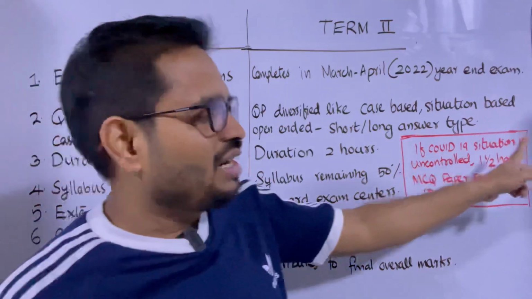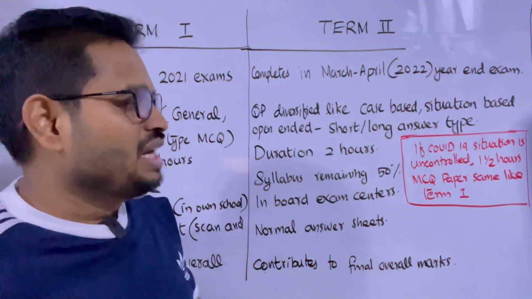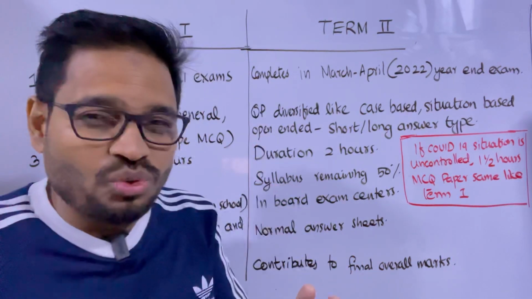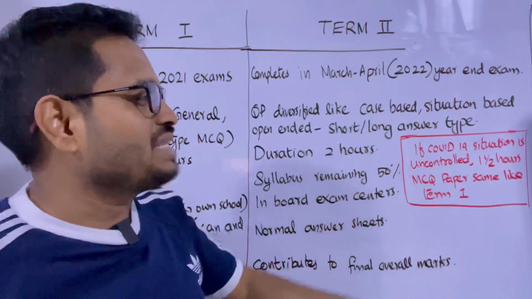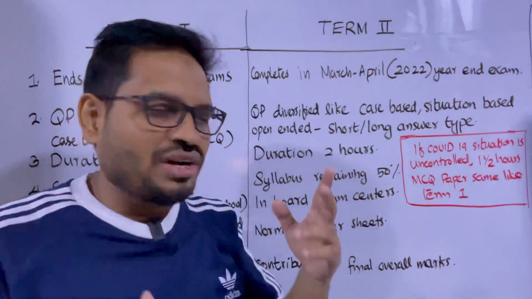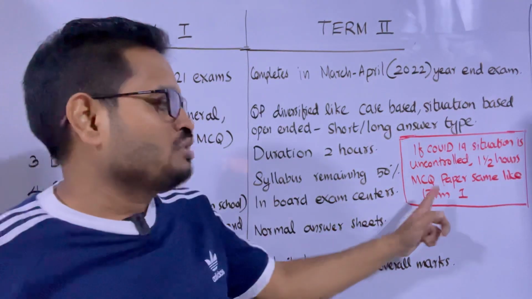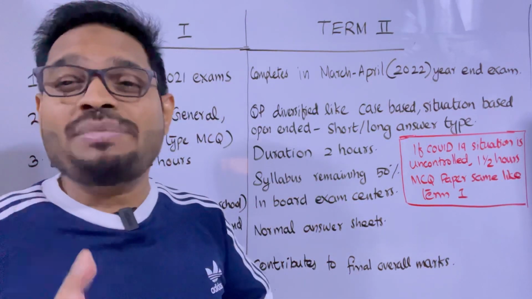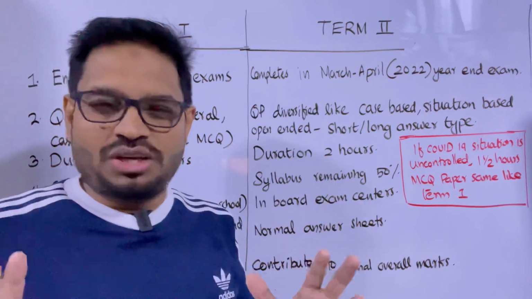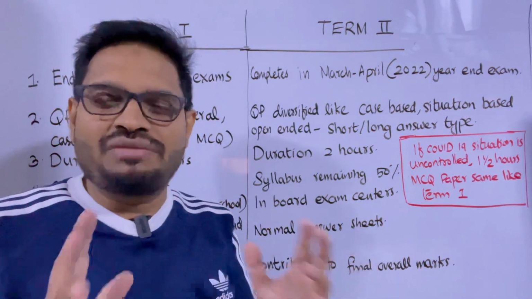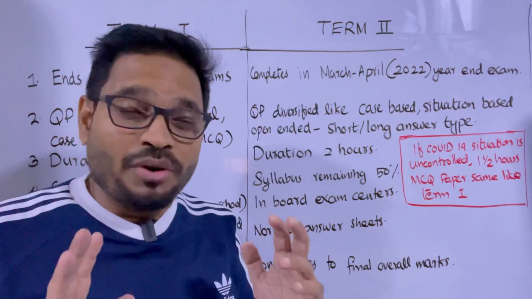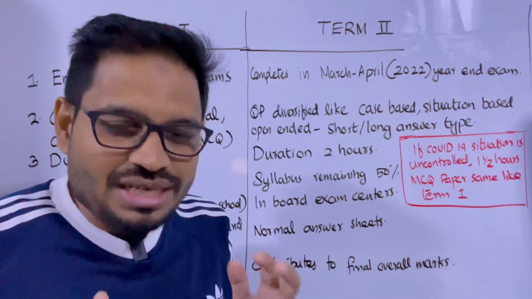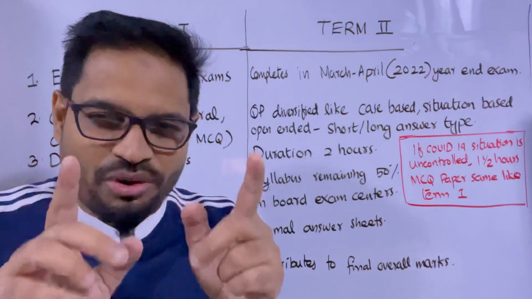Now, something in the red colored box here has to be carefully noted. What is it? If the COVID-19 situation is uncontrolled and students are unable to go to school and write the exam, the term 2 exam will be just a 1.5 hour exam, like term 1. An MCQ paper same as term 1, which has to be attended by the student from his home solely using his own computer or available devices. But there are so many points to take into account, and that is the major point number 5 in CBSE's notification. So let us go for point number 5.